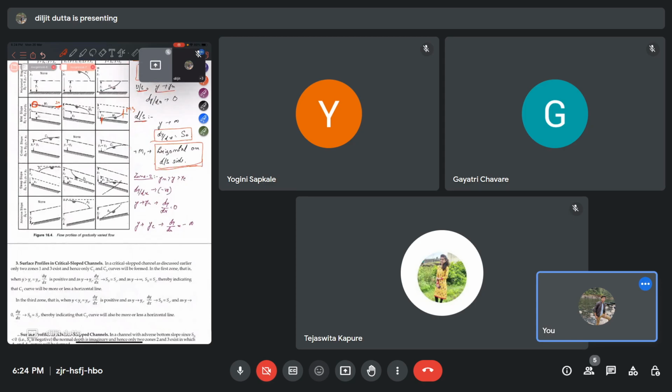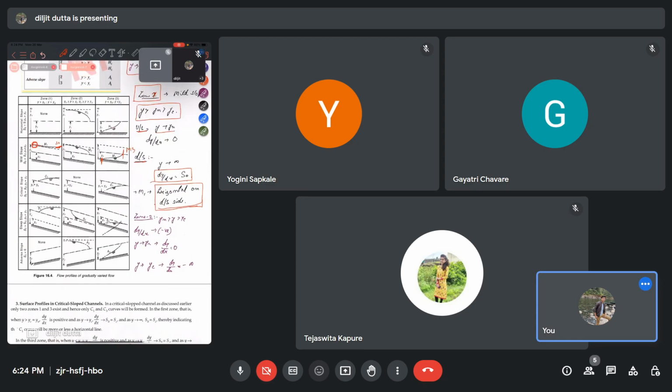And the third case is in zone 2, when y is between yn and yc. In that case, the numerator is 1 minus yn by y to the power 10 by 3. So yn by y will be greater than 1. So 1 minus something greater than 1 will be less than 0. And for the denominator, y is greater than yc, so yc by y will be less than 1, and 1 minus yc by y to the power 10 by 3 will be greater than 0. So numerator is less than 0 and denominator is greater than 0, so dy by dx will be negative.